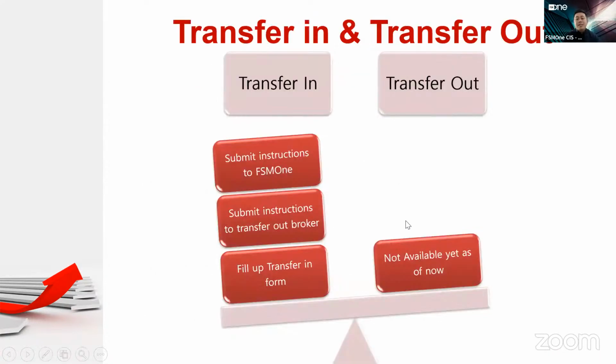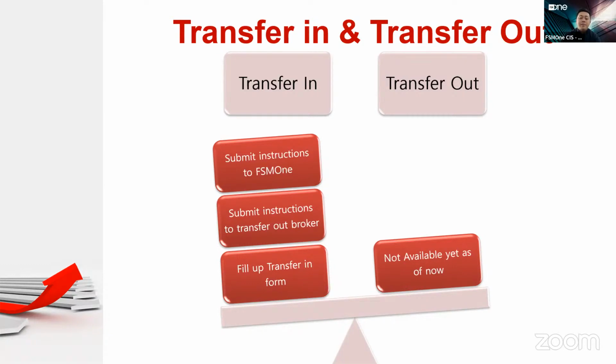So this is the transfer in and transfer out process. For transfer in and transfer out, the good news is that we allow investors to transfer in China A shares from other platforms, including overseas platforms. The process is you must submit an email instruction to FSMOne and your existing broker.